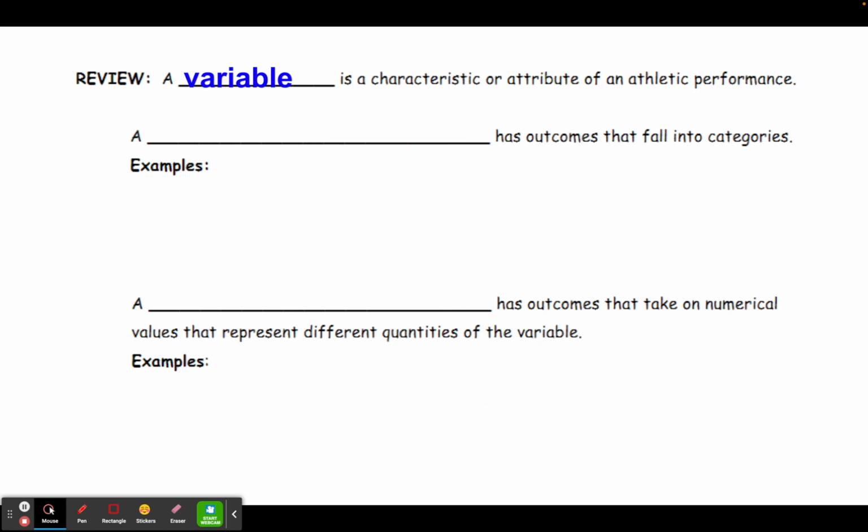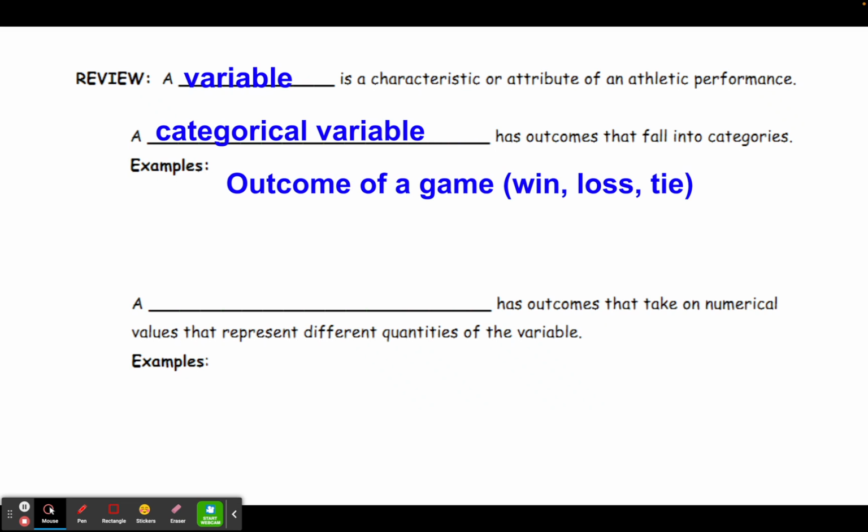So you may remember that a variable is simply a characteristic or an attribute of an athletic performance. One type of variable is a categorical variable, which we know has outcomes that fall into categories. For example, if you collect information about the outcome of a game, whether it was a win, a loss, or a tie, those results would be placed into categories. So that would be a categorical variable.